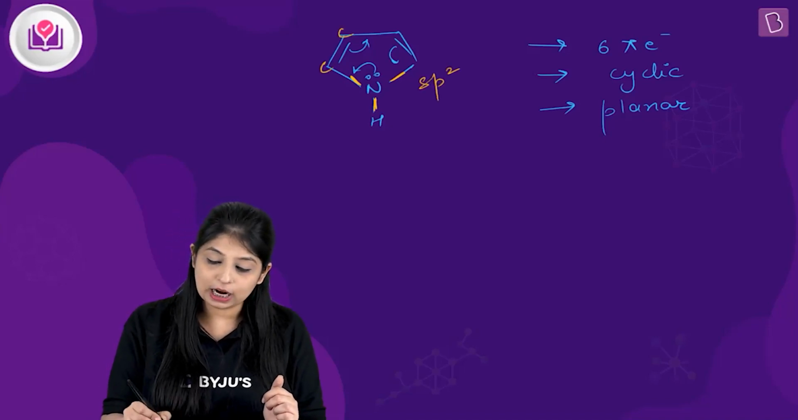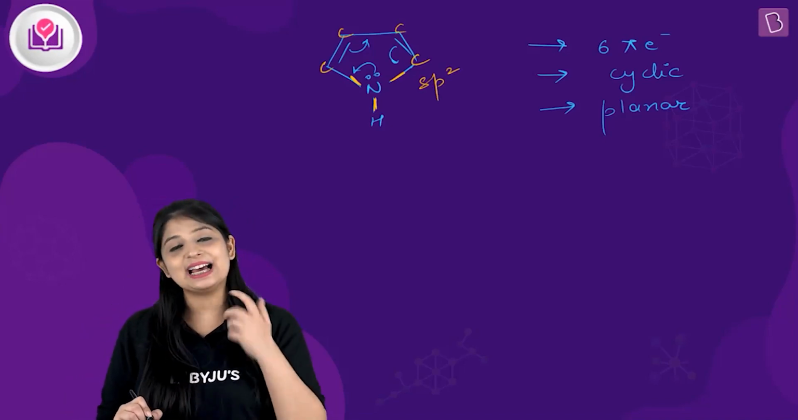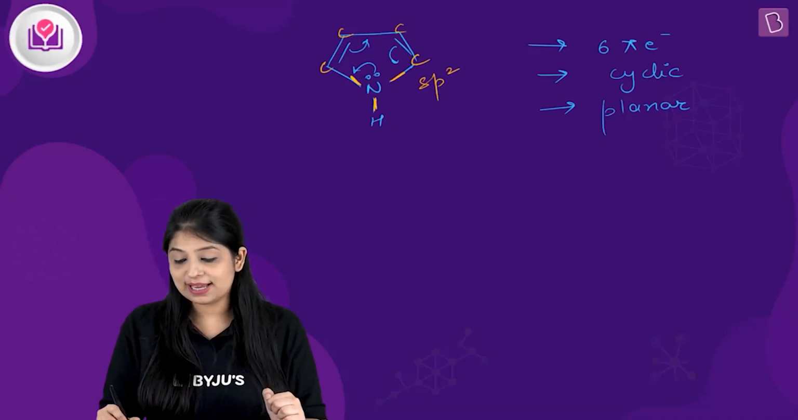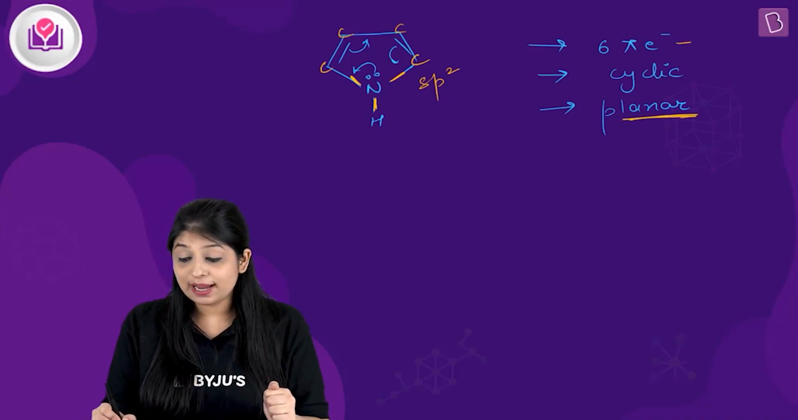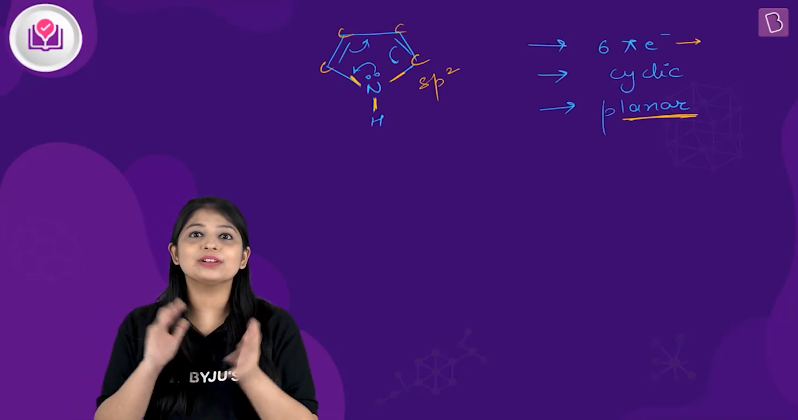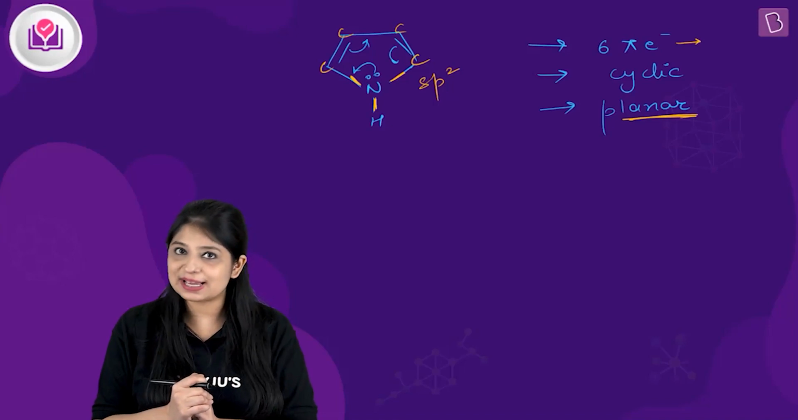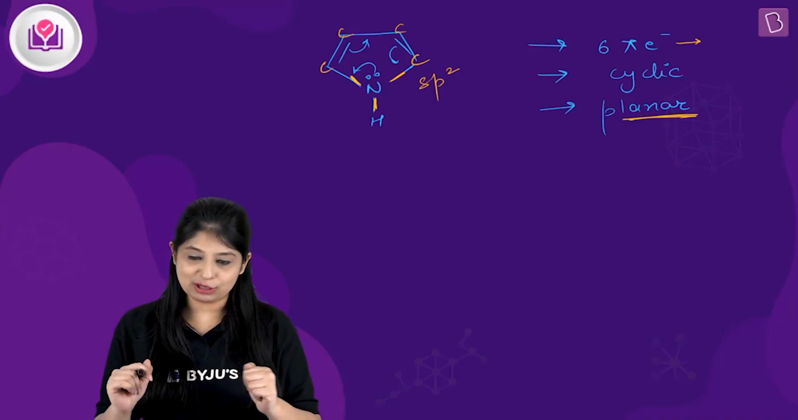Similarly, all the other 4 carbon atoms are also making 3 sigma bonds. They are also sp2 hybridized, which makes the molecule planar. And the 6 pi electrons being delocalized over the molecule satisfies our Huckel rule as well, right? So yes, this molecule is aromatic in nature.